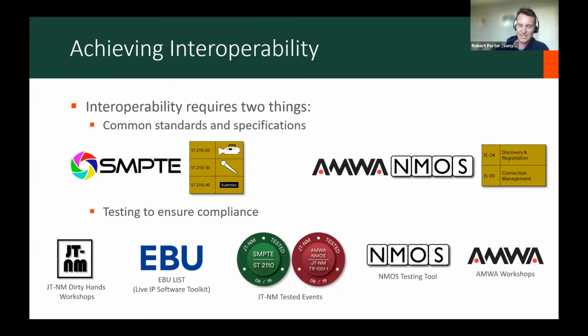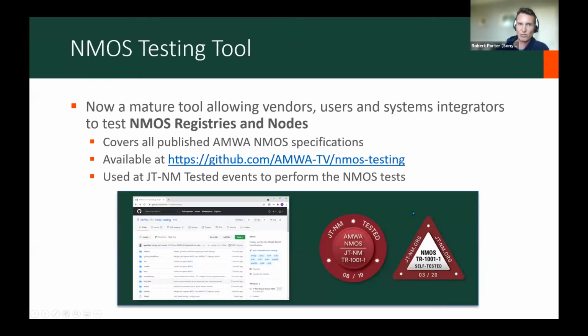And for the NMOS tests that JT-NM Tested ran, it should be noted that these made good use of the NMOS Testing Tool. So more on that tool now. It's now a mature tool that allows vendors, users, and system integrators to test their NMOS registries and their nodes, that is the end media devices that we're connecting to the network. It now covers all the published AMWA NMOS specifications, from IS-04 for discovery and registration to IS-10 for authorization, and also covers all the associated BCP best practice specifications too. And it's available for free.